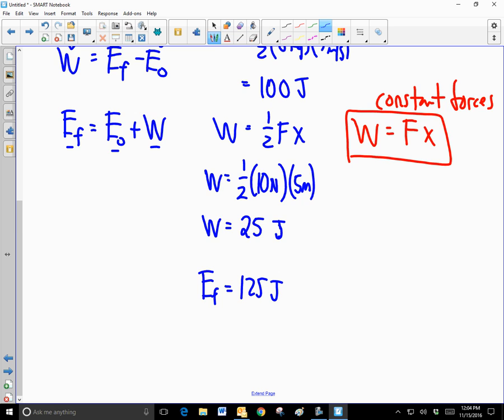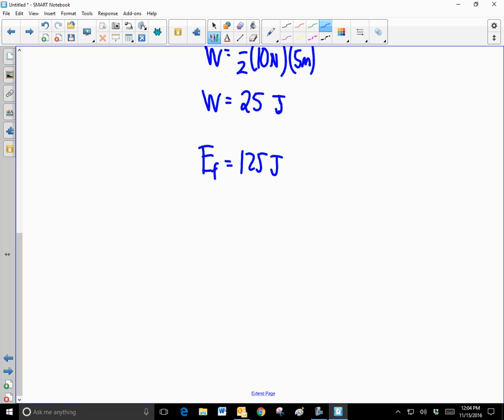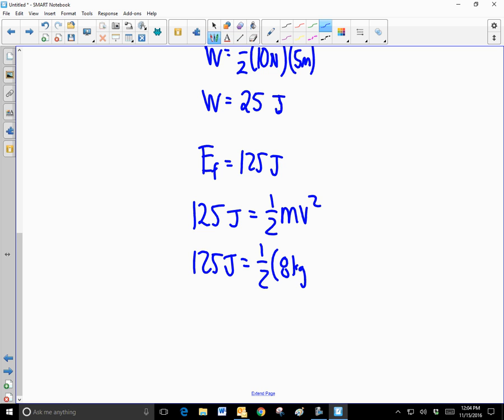How would you use that to find the velocity? Right. That 125 joules is now equal to 1/2 mv squared. 125 joules is 1/2 times 8 kilograms times whatever the new velocity is. I chose weird numbers, so what is it? The square root of 31 is what, 5.5? 5.2, something like that? What's the answer?